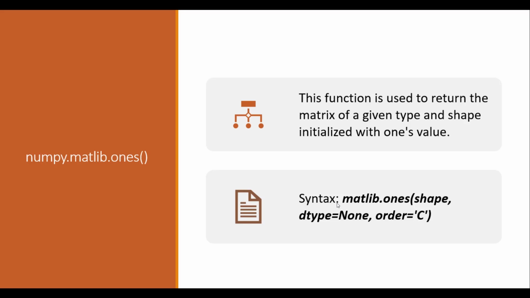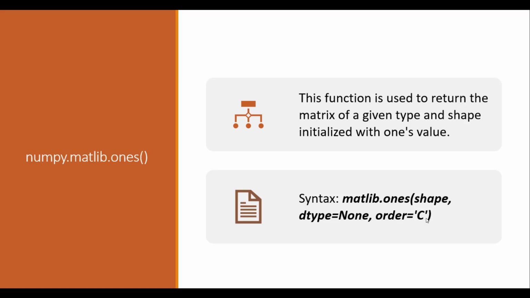In this I have used three parameters. The first parameter is shape. This parameter is in the form of a tuple and it is used to define the shape of the matrix. The next parameter is dtype. By default it takes the value None, and it specifies the data type of the matrix. The next parameter is order. It specifies the memory layout of the copy and by default it takes the value C.